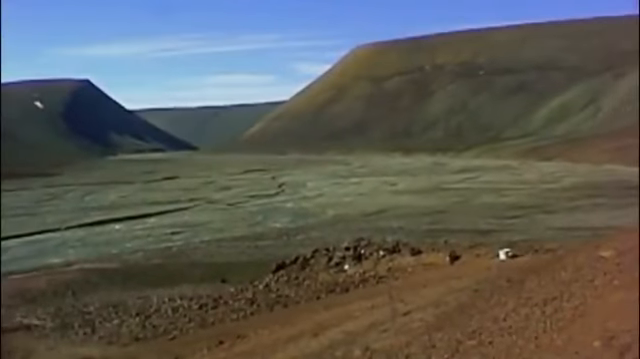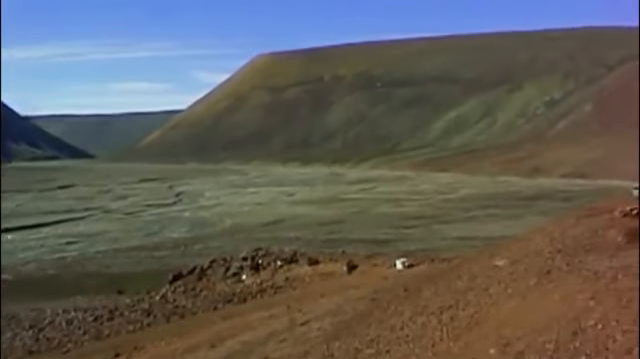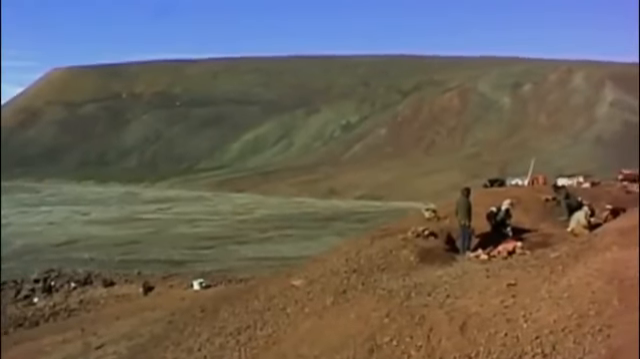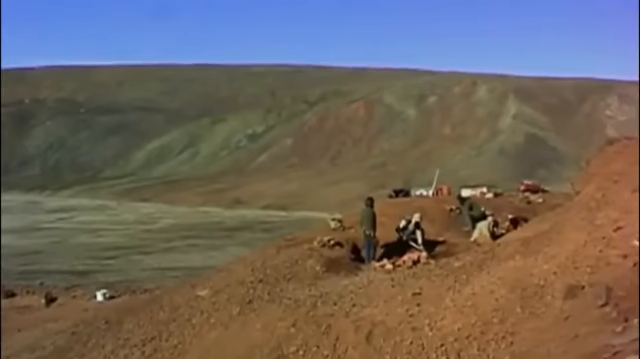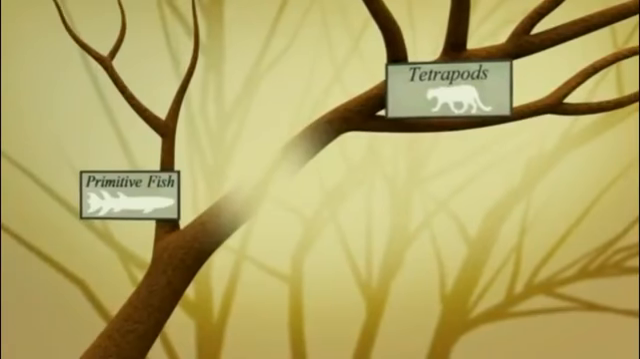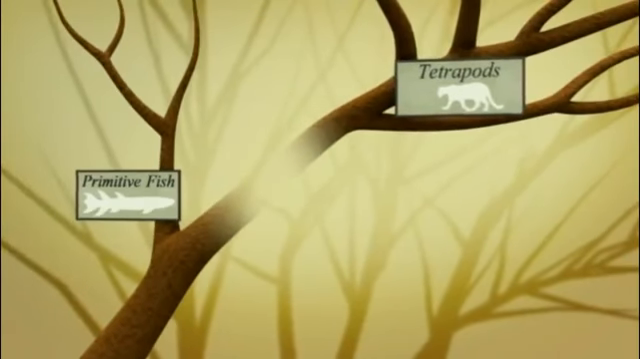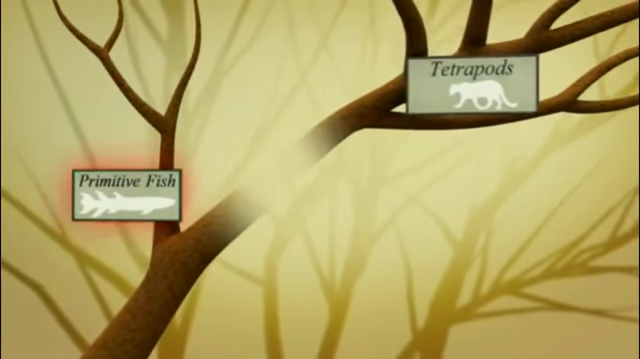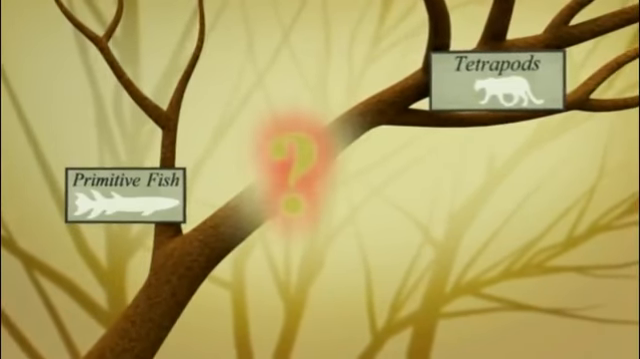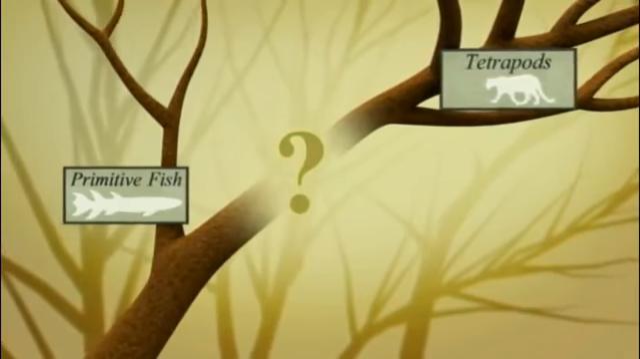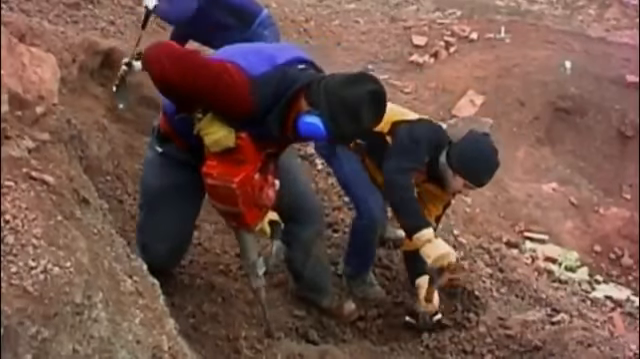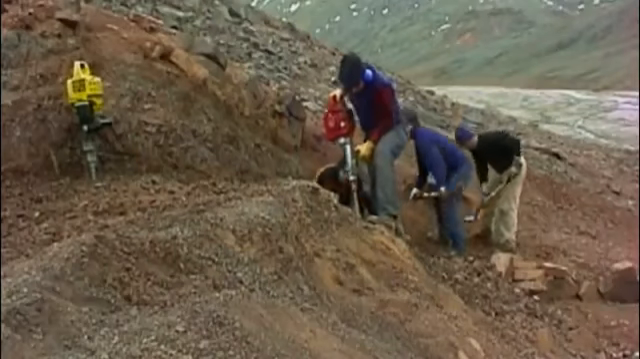Armed with this prediction, Shubin and his colleagues organized an expedition to one of the most desolate places on Earth, the Canadian Arctic, about 500 miles from the North Pole, where rocks of just the right age are exposed. Here, they hope to fill a gap in the branch of the evolutionary tree that leads from primitive fish to animals with 4 limbs, or tetrapods, by finding a fossil of an animal that shared characteristics of both. But after 3 summers of digging through hundreds of tons of rock in this harsh environment, they had found little of interest.